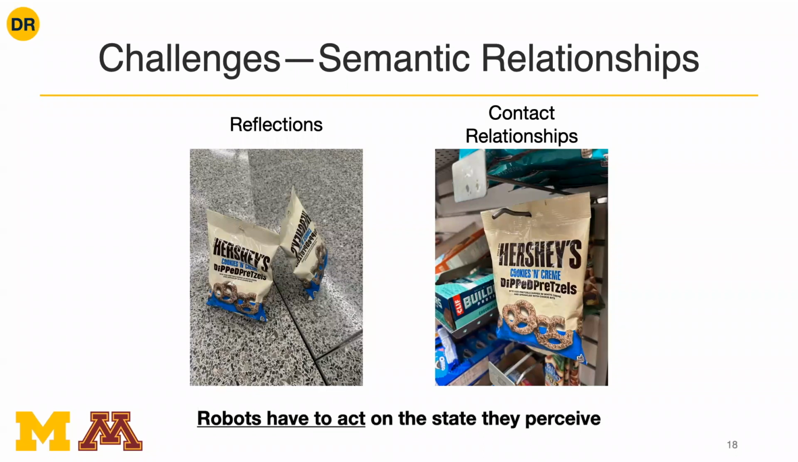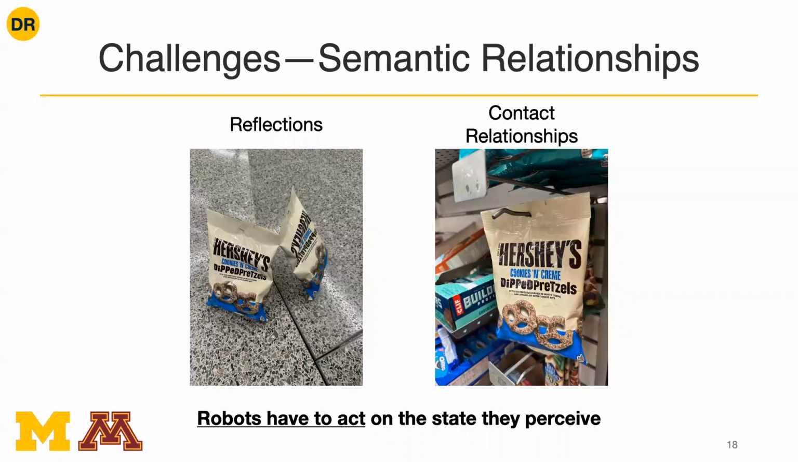And the semantic relationships are also very important, because when you move from using image classification on a computer vision task to a robotic task, the robots at the end of the day have to act on these objects. So for instance, on the left side, you're seeing a pretzel bag next to a mirror giving you a reflection. If you use a typical image classification or detection algorithm, it probably gives you two different bounding boxes saying that there are two objects in this scenario.